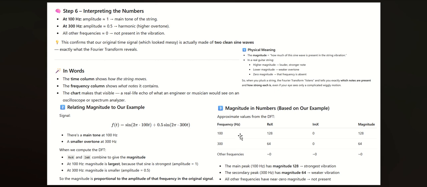Magnitude numbers: at 100 hertz, you can see 128 real, imaginary 0. So the main peak has a magnitude of 128, the strongest vibration, and the second peak has a magnitude of 64, a weaker vibration. All other frequencies have 0 magnitude, which means they are not present. The physical meaning is that magnitude shows how much of the sine wave is present in the string vibration. Higher magnitude means a louder, stronger note. Lower magnitude means a weaker overtone. Zero magnitude means the frequency is absent.